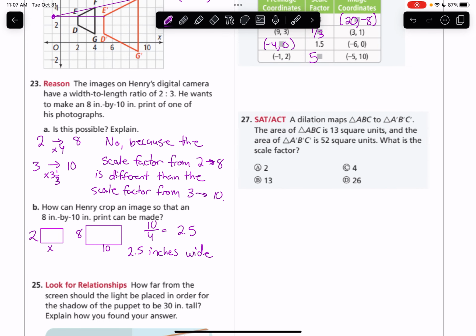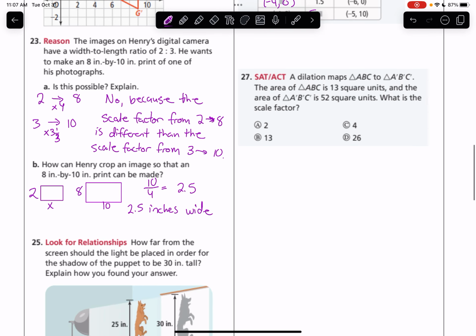And then finally, number 27. A dilation maps ABC to A prime, B prime, C prime. The area of ABC is 13 square units, and the area of A prime, B prime, C prime is 52 square units. What is the scale factor? So we can look at the ratio of the areas, 52 over 13, and that's 4.